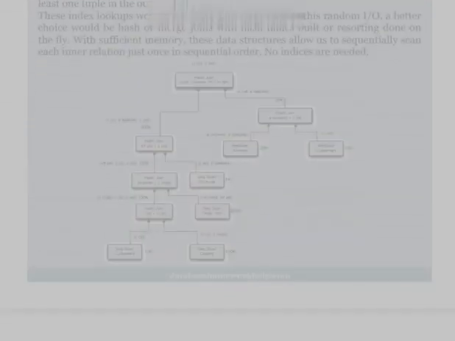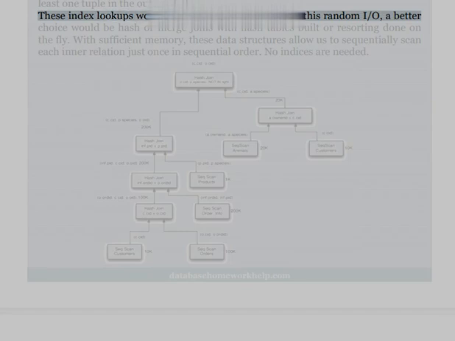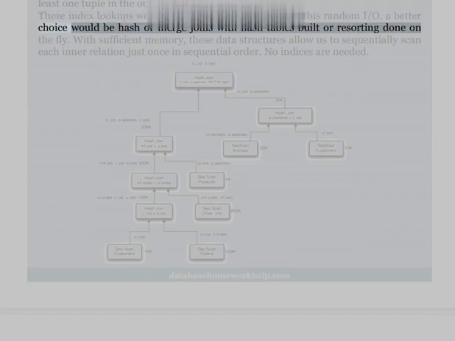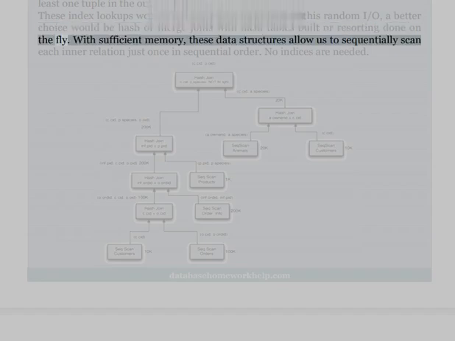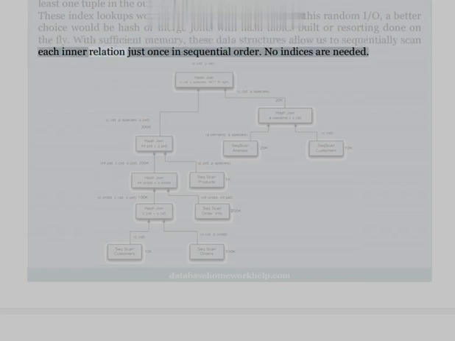least one tuple in the outer relation. These index lookups would tend to be random. To avoid this random I/O, a better choice would be hash or merge joins with hash tables built or sorting done on the fly. With sufficient memory, these data structures allow us to sequentially scan each inner relation just once in sequential order. No indices are needed.